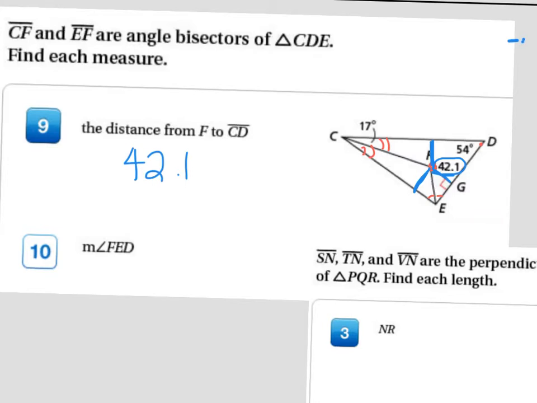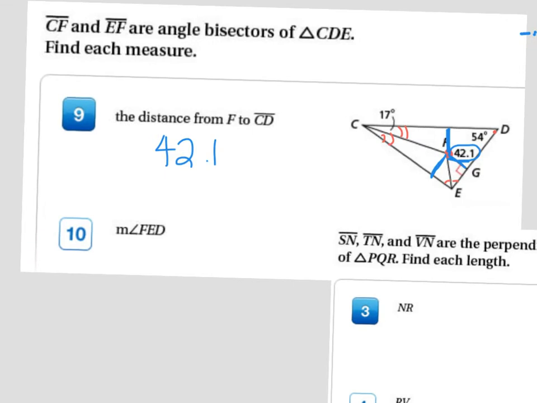Wait, that's for number 2, or 10. No, number 9 says the distance from F to CD. I thought 17. It's not. 17 is the angle, but it's not asking for the angle. Number 9 is asking for the distance from F to CD, right? It's the line. So it's from the point where they meet to the sides. I'm telling you right now, these are questions just like the ones on your test. So you've got to understand it.